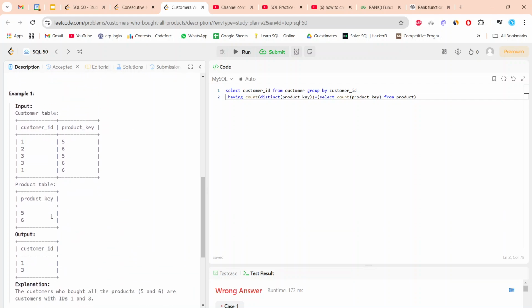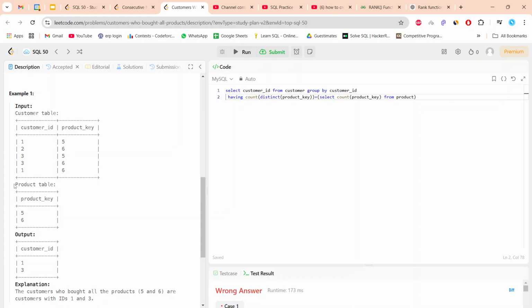So let us see the input structure. In input, we will have two tables. One is the customer table, which will have two columns: the customer ID and the product key. Customer ID is the unique identifier for a customer, and the product key is the unique identifier for a product. We also have a separate product table where all the unique products are mentioned.